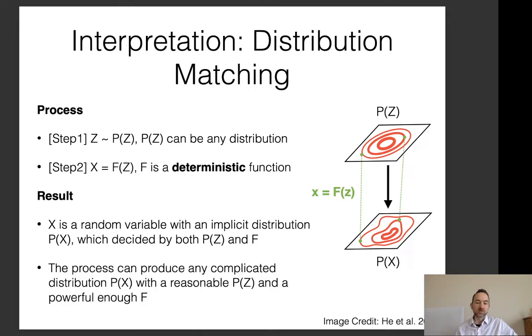And the process can produce any complicated distribution P of x with any P of z and a powerful enough f. So another way to think about this is P of z might just be a Gaussian, for example, a multivariate Gaussian over a vector of latent continuous variables. But then we run it through a neural network that does a very powerful transformation and converts this instead into all of the images in the world or all of the text in the world or something like this.